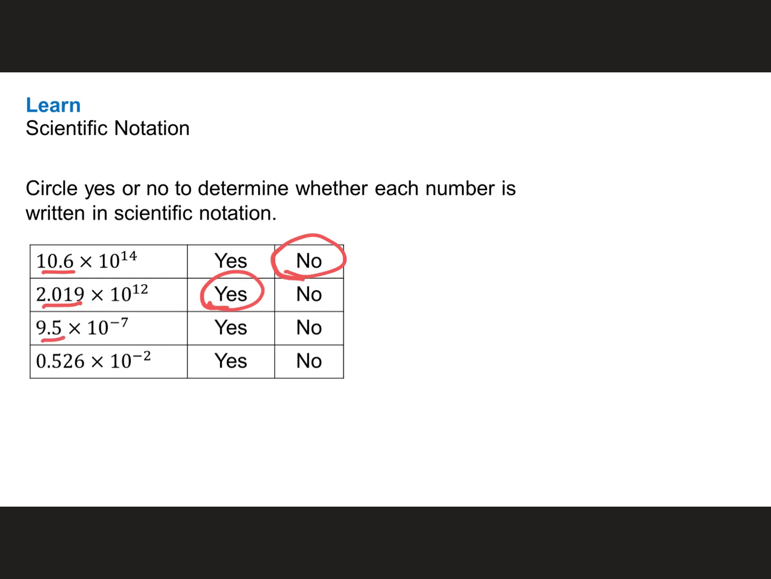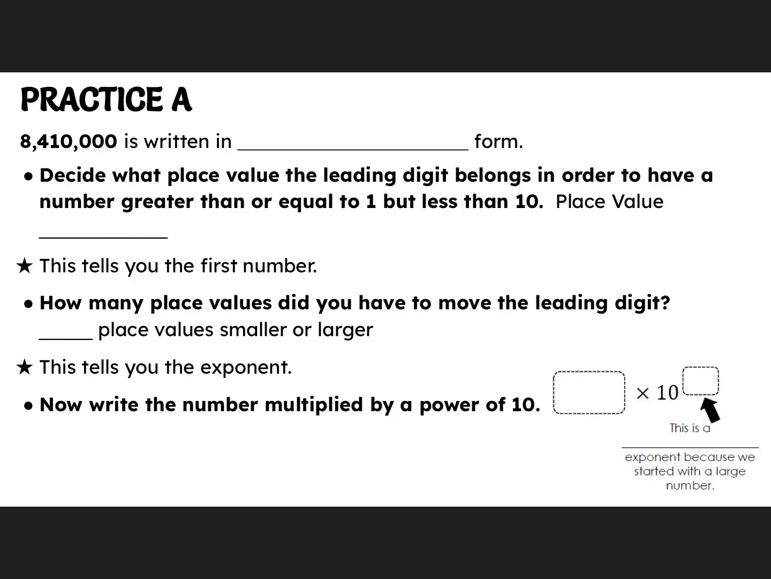The third one, is that greater than 10? Nope. Is it greater than 1? Yep. Is it written by the power of 10? Yep. So this is in scientific notation. What do you think, might this one not be in scientific notation? That's correct. This number right here is less than 1, and so that is not scientific notation. So those are the formats that we are looking for.